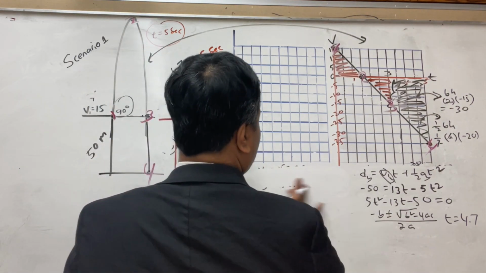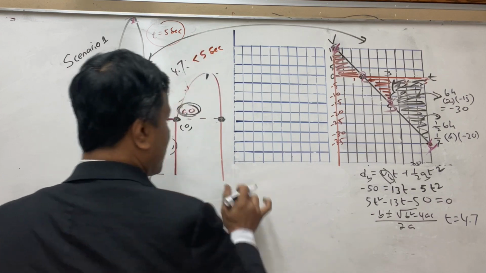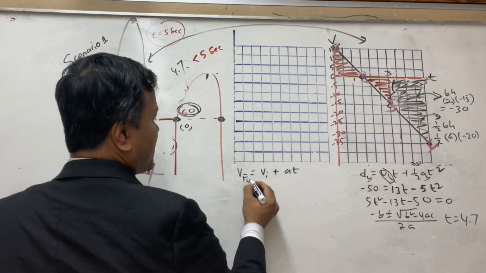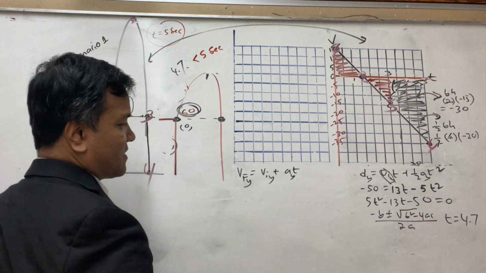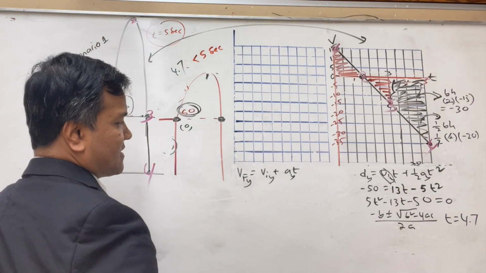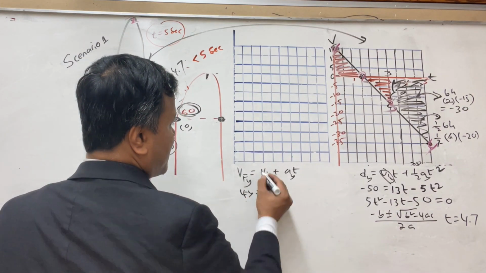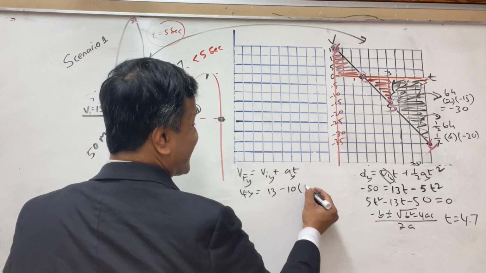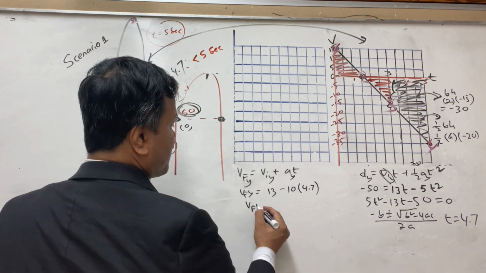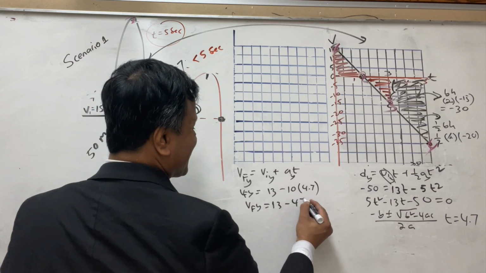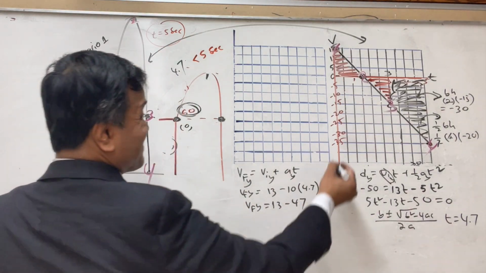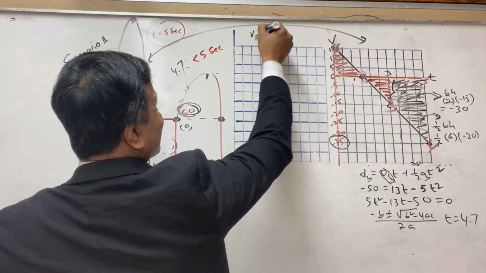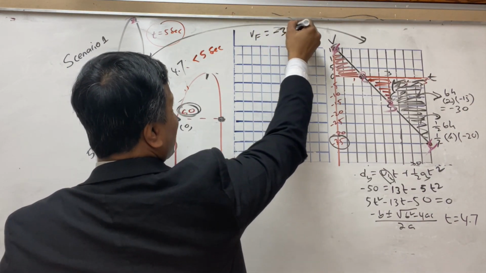Good. Now what are you going to find? You're going to find final velocity. Vf is equal to Vi plus At. Vfy, Viy, At. Okay. So Viy is of course 13, not 15. Minus 10, t is 4.7. So Vfy is 13 minus 47. So it's not negative 35, it's negative 34. So our final velocity is negative 34.